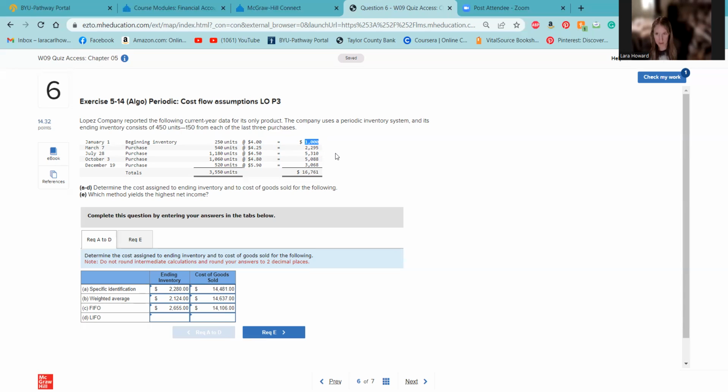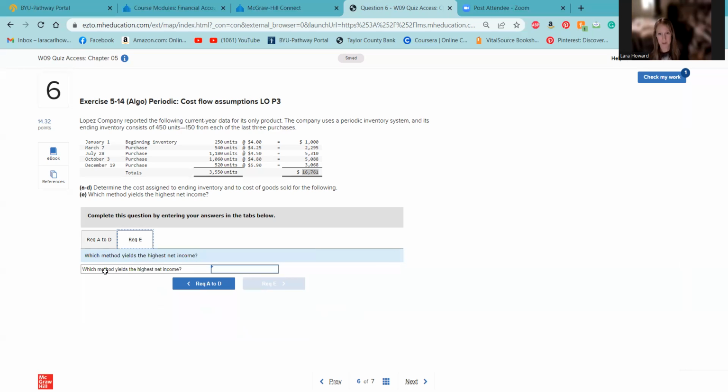We add those two numbers together to give us our ending inventory, which is $1,850. Then once again, we take our total here and subtract the ending inventory that we just got, and we come up with $14,911. And that is how you do that part.